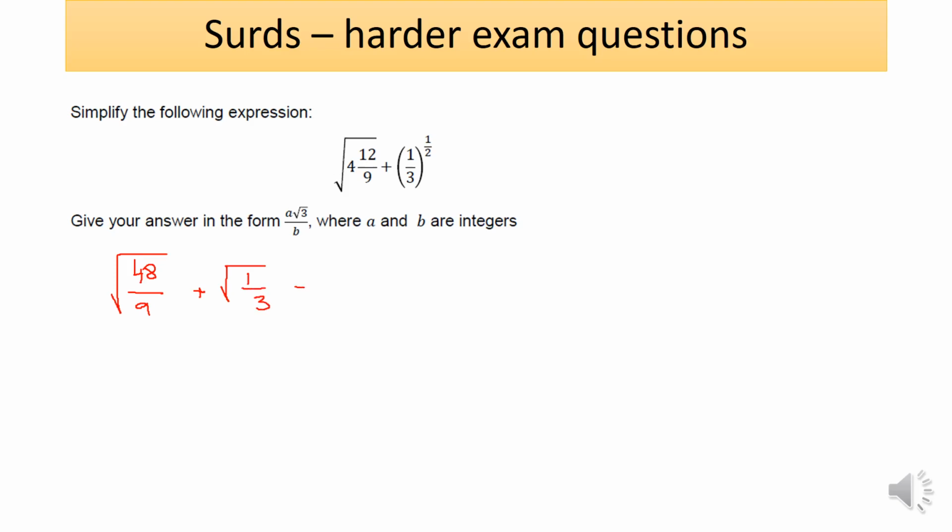Okay, now I know that this square root of 9 is 3, and I can split 48 into square root of 16 times square root of 3. Okay, now this fraction, square root of a third, can be written as 1, because square root of 1 is 1, and then square root of 3. Square root of 16 is 4, so that's 4 root 3 over 3.